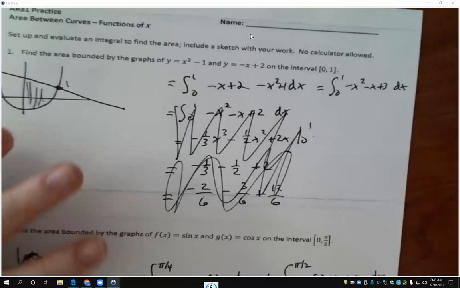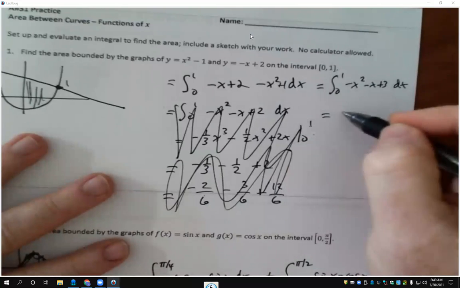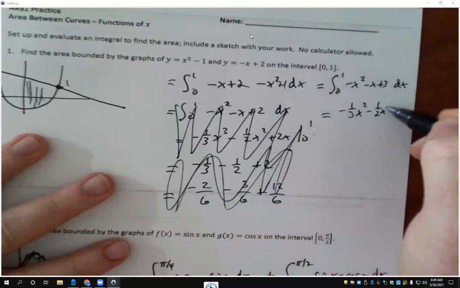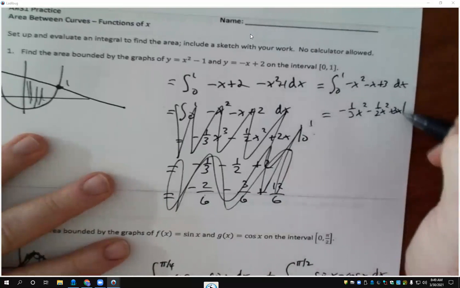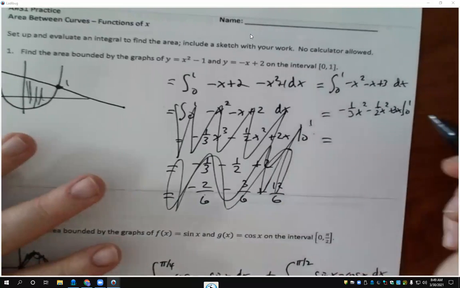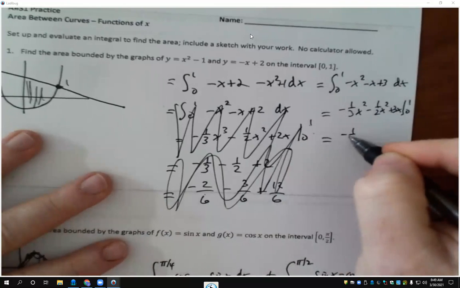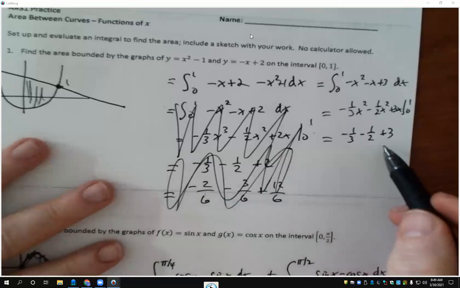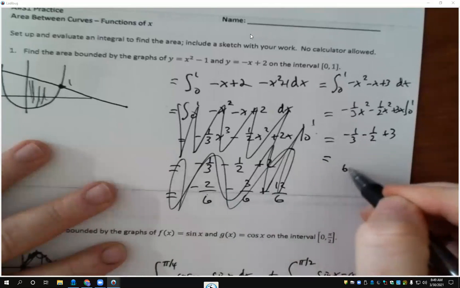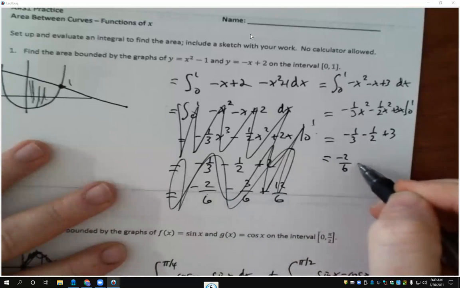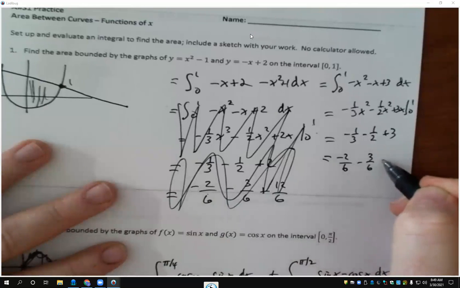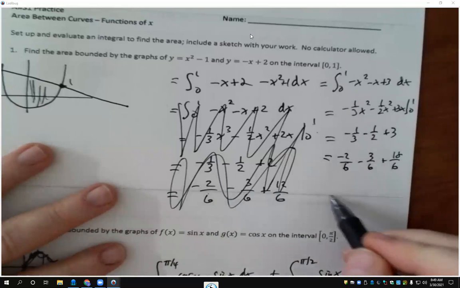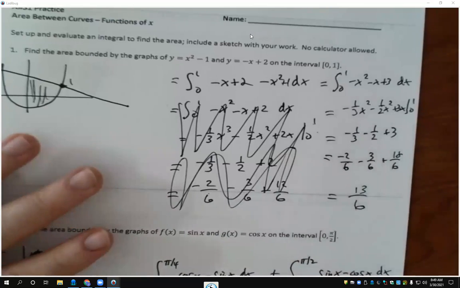All right, so the antiderivative is -1/3 x cubed minus 1/2 x squared plus 3x from 0 to 1. Much better. So it's -1/3 minus 1/2 plus 3. Everything was right except the plus 3 on the end there. So this is -2/6, this is -3/6, and this is 18/6 now instead of 12. And that gives you 13/6. Final answer.